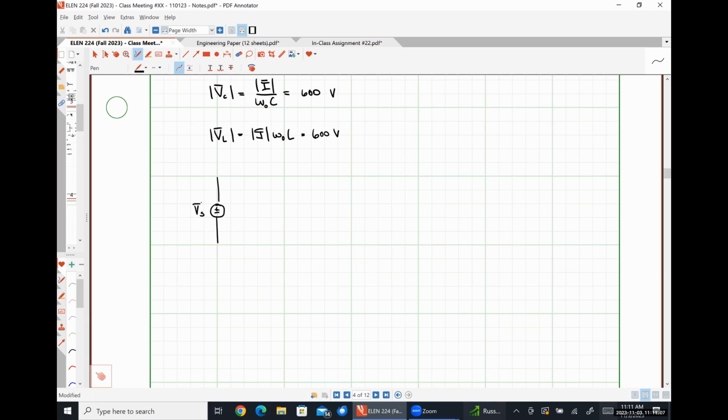We had a source voltage, a resistance, the impedance of our inductor, the impedance of our capacitor, and we're just going to look at the voltage drop across the capacitor here. Okay. So this will be VC.